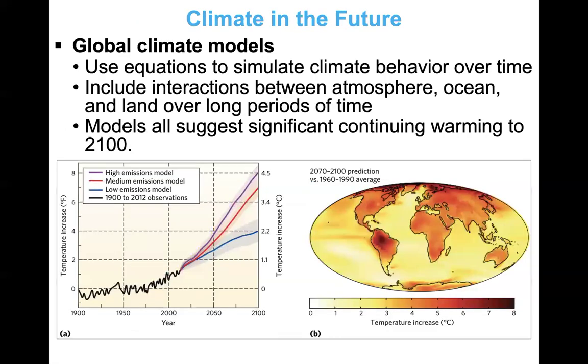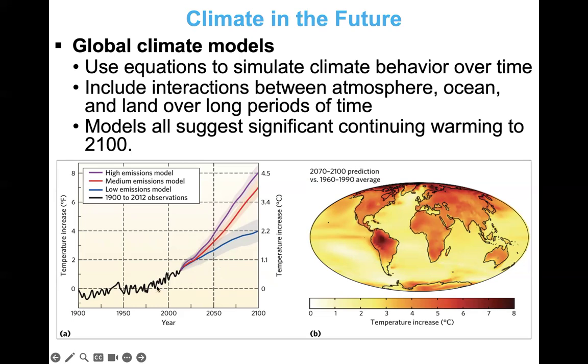Now we'll get to the models. The global climate models use equations. Scientists use equations to simulate climate behavior over time. So they look at the interaction between the atmosphere, ocean, and land over a long period, and they try to create a model that can predict what would happen, for example, in 2100.